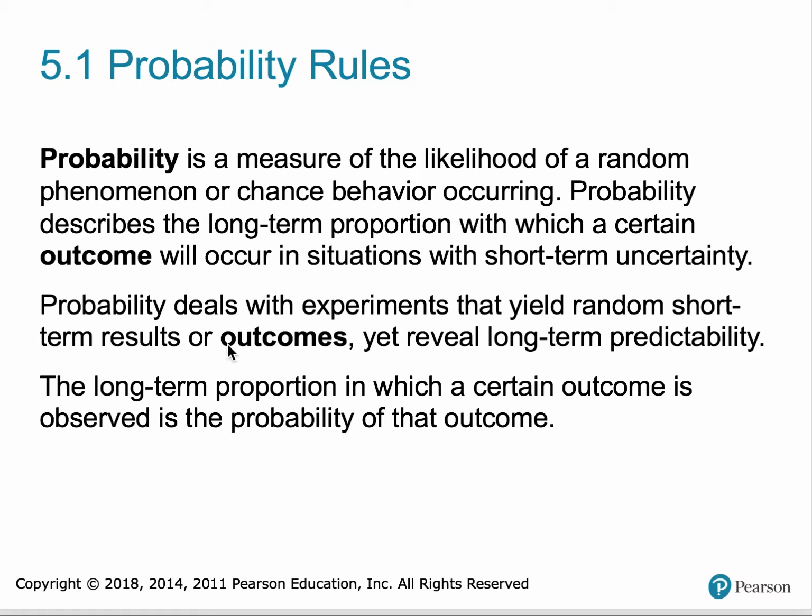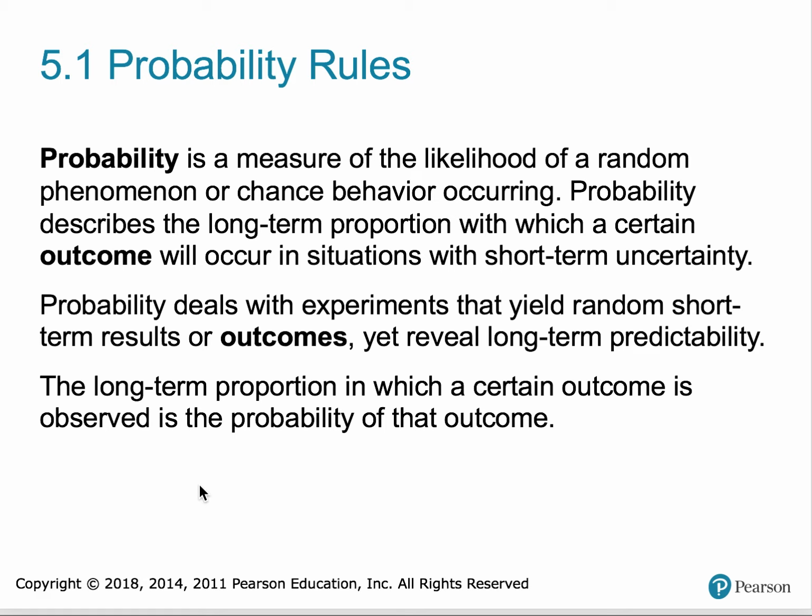Probability is a measure of the likelihood of a random phenomenon or chance behavior occurring. Probability describes the long-term proportion with which a certain outcome will occur in situations with short-term uncertainty. Probability deals with experiments that yield random short-term results or outcomes, yet reveal long-term predictability. The long-term proportion in which a certain outcome is observed is the probability of that outcome.